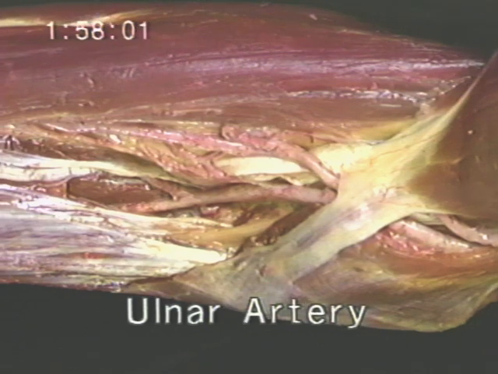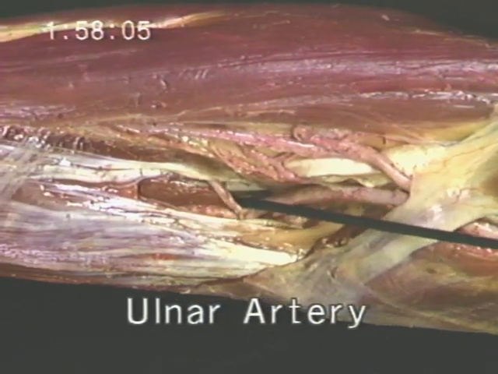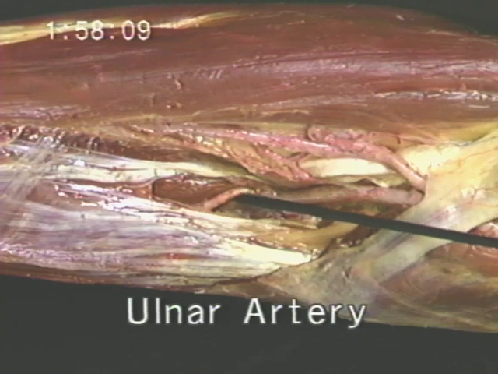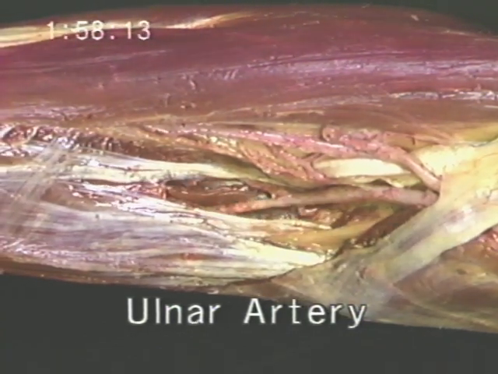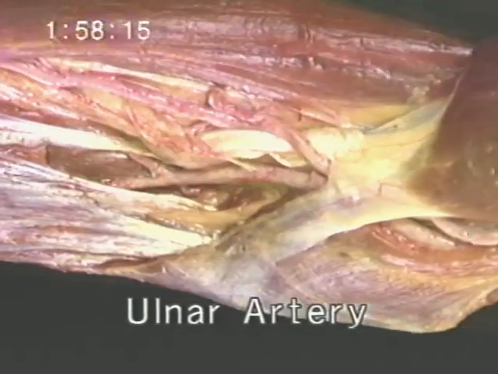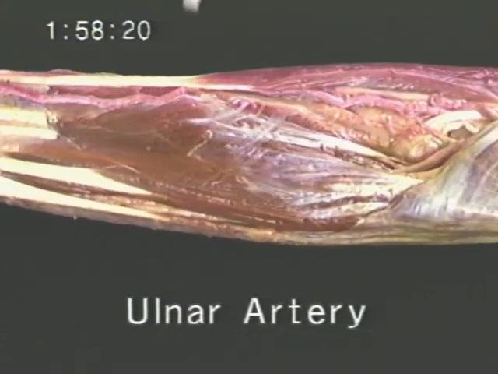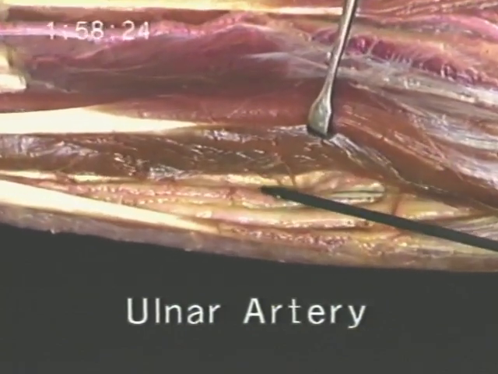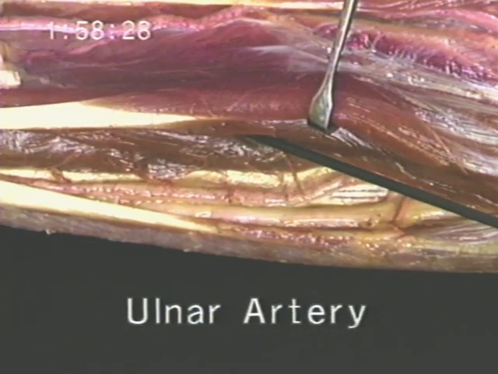After passing beneath pronator teres, the ulnar artery gives off the common interosseous artery. It then passes between the two heads of flexor digitorum superficialis. To follow it, we'll go round to the ulnar side of flexor digitorum superficialis and raise it up. Here's the ulnar artery. It runs down the forearm between flexor digitorum superficialis and profundus.